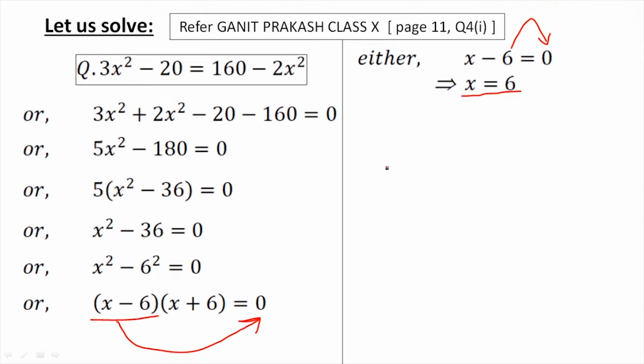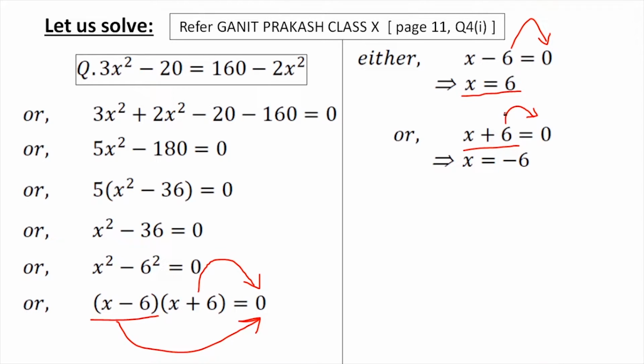But this is not the only case, we must work with x plus 6 also. So we'll write either x minus 6 will be equal to 0 or x plus 6 will be equal to 0. When we assume x minus 6 equals 0, we got x to be 6, and now or x plus 6 is equal to 0. So this is x plus 6 equals 0. That means taking this 6 onto the right hand side, what do we get? We get x is equal to minus 6. Why minus? Because it is plus here.